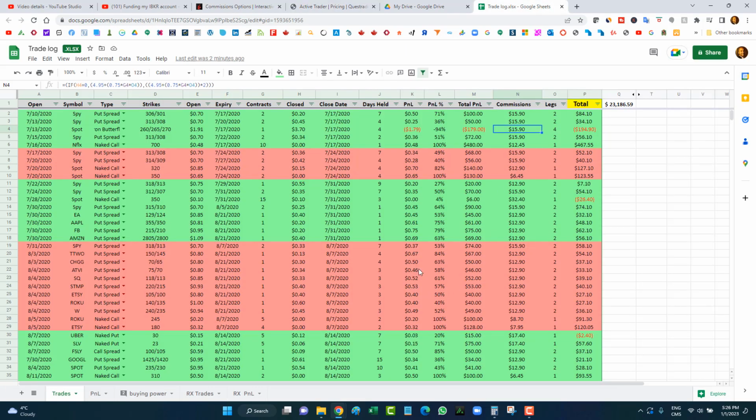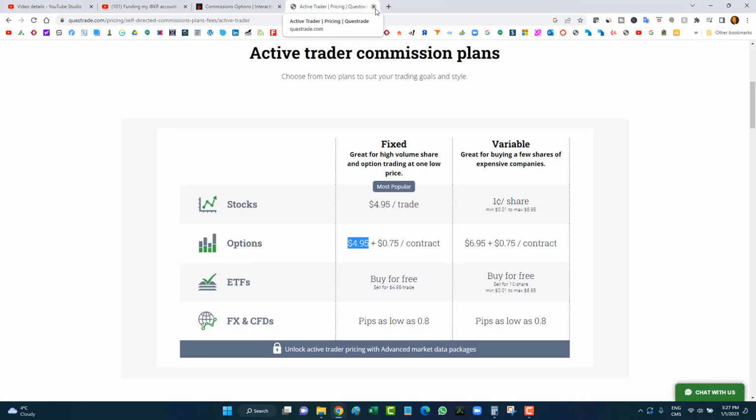And as you can see in my situation since July 2020, so a little bit over 2 years, I would have saved about $5,000 in commissions. And I haven't logged all my trades this year, so it's actually probably much more.